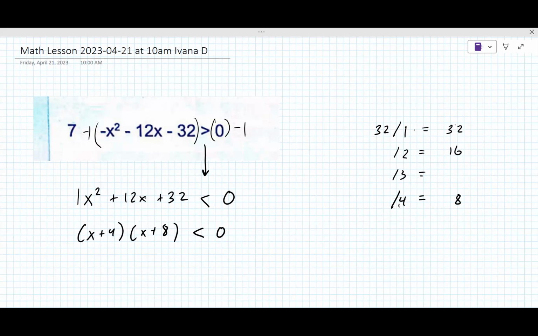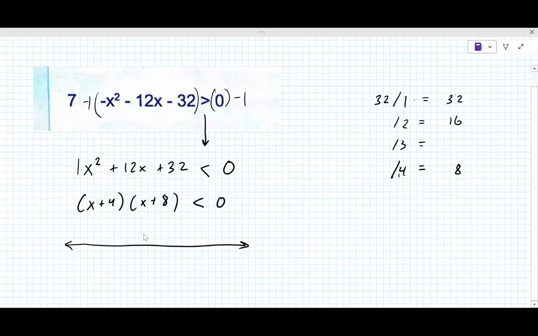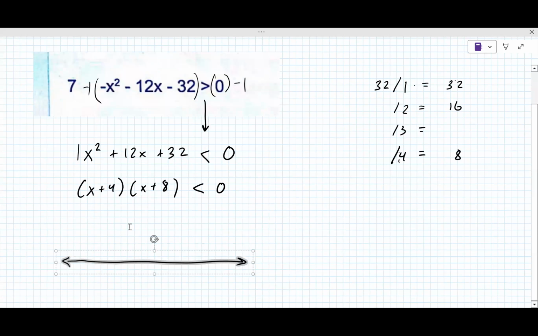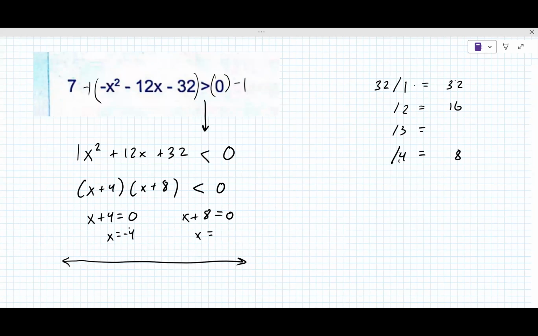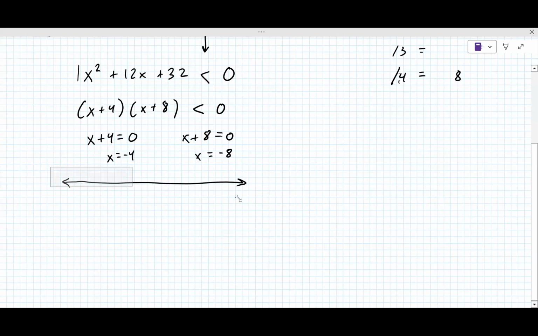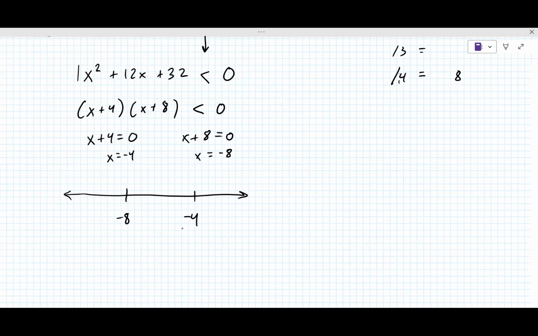Now, do you remember what we did yesterday when we got to this point? We did the number line. I think we did set them equal to 0 first. I can't remember exactly what we did. I think it was this. And then those two numbers go on the number line that we solved for. So x is -4, x is -8. And so those are the numbers that go on the number line here. Right. So -8 here, -4 here. You were graphing those nicely.